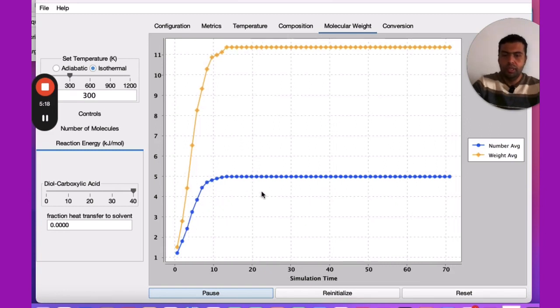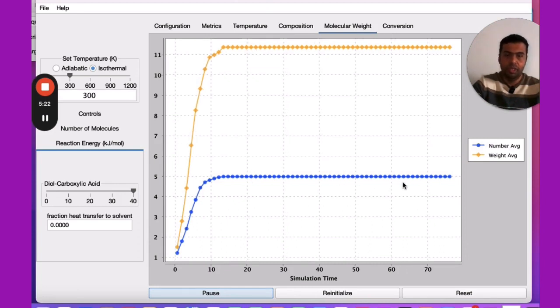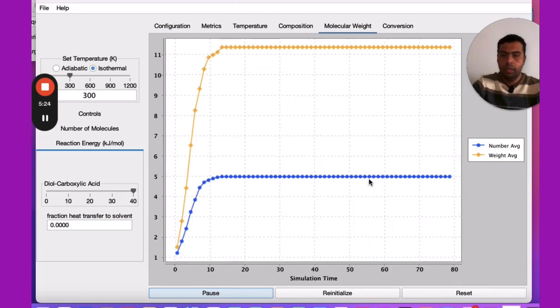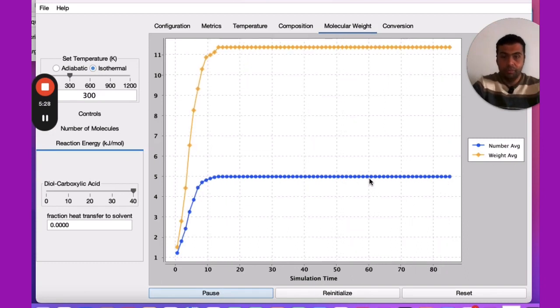As you can see here, it will settle down at 5. This is what we have. It will not increase anymore. And also we don't have crosslinkage in between the chains, so it will stay as it is.